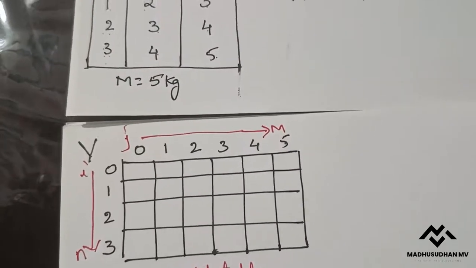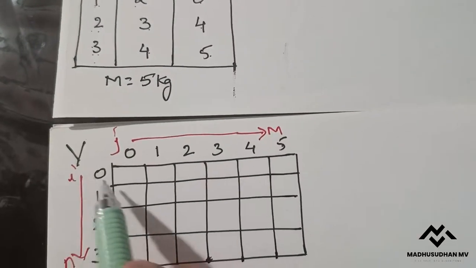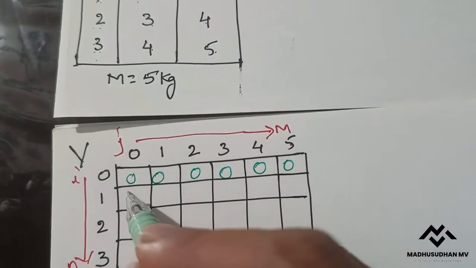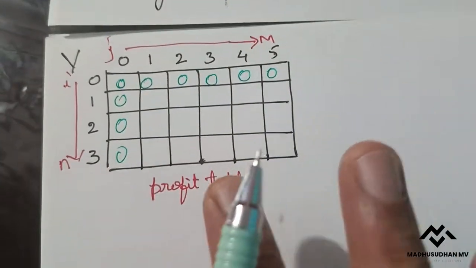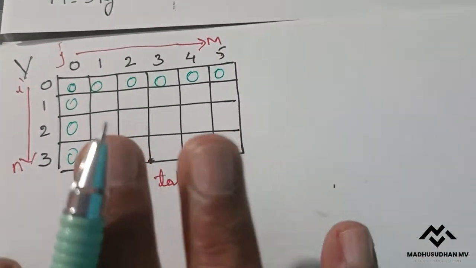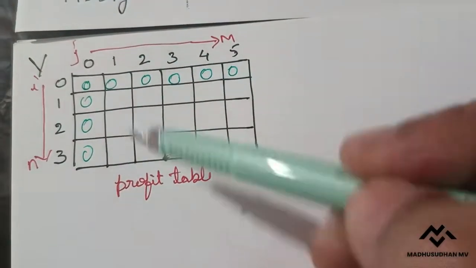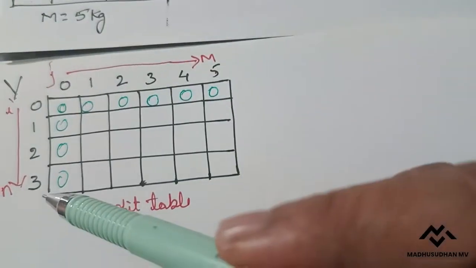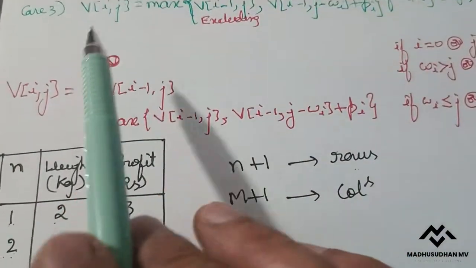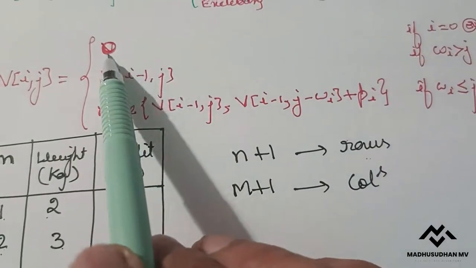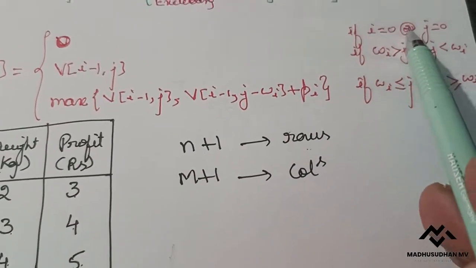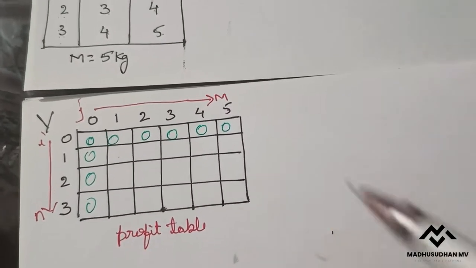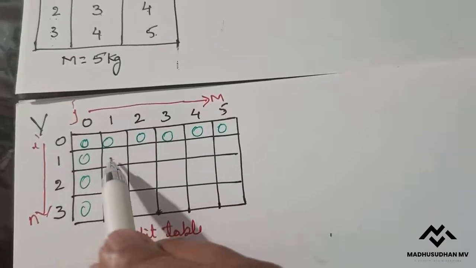Now if i is equal to 0, this row, all the entries will be 0. And j is equal to 0, this column will be 0. This is common for all the problems. Whichever the problem, first construct n plus 1 rows and M plus 1 columns. Then fill the 0th row and the 0th column with 0, because as per the formula, V of i comma j is equal to 0 if i is equal to 0 or j is equal to 0. This is done. Now I need to find this cell. What is that cell? V of 1 comma 1.